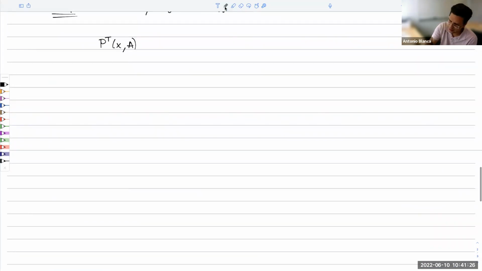Okay, so what is this? Well, this is the probability that the chain xt is in A. There is going to be the extra condition in there that the chain starts from X, but I'm going to avoid writing that, because I would have to write it in every line. So just assume that that condition is there.